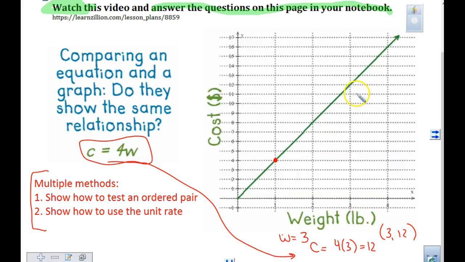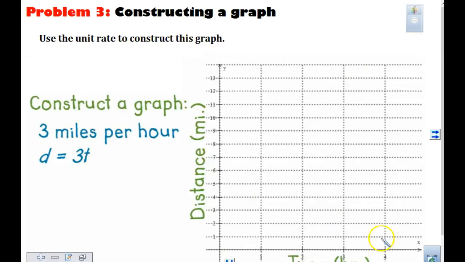And if I go to 3 and I look at my point, 3 and I go across, I see the number 12. So 3, 12 works. If I wanted to check 4, it should be at 16, right? So I can use those to check and see that I did them correctly.